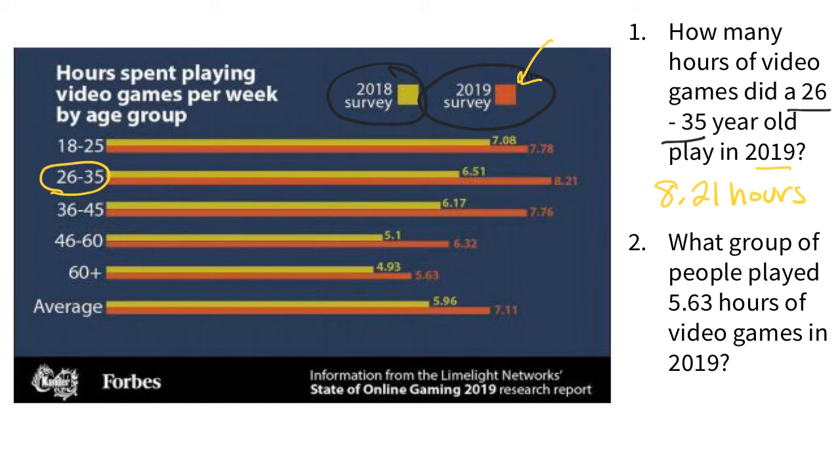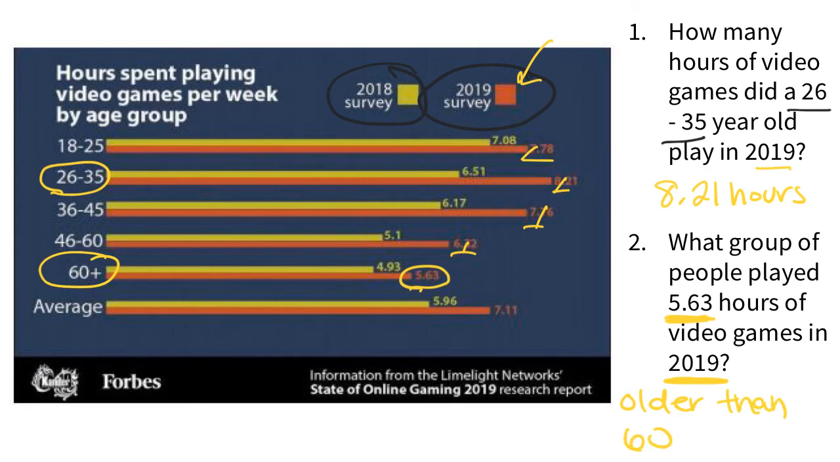Next, the question says, what group of people played 5.63 hours in 2019? Since it's 2019, remember I'm looking only at those red numbers. So I see that this red number is 7.78. That's no good. 8.21, no good. 7.76, not what I'm looking for. 6.32, not what I'm looking for. Oh, look, 5.63 hours in 2019 is individuals who are older than 60. That's what the 60 plus means.